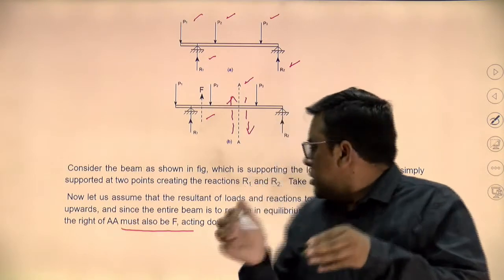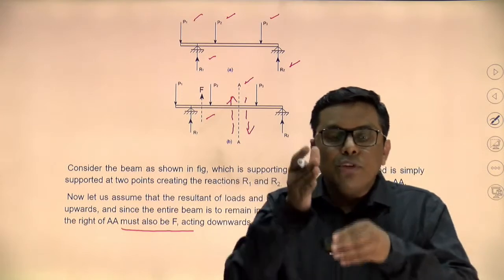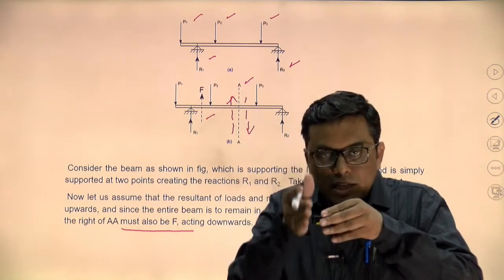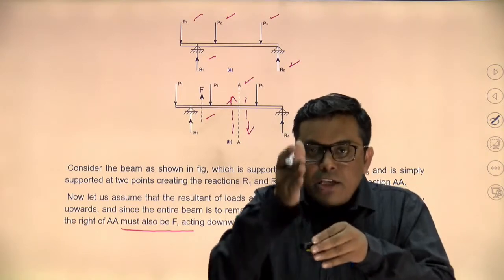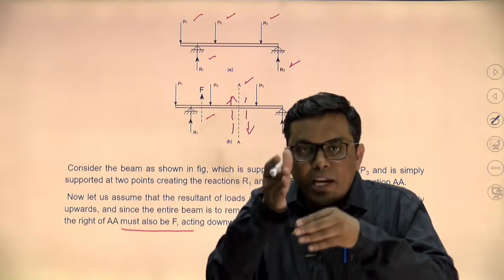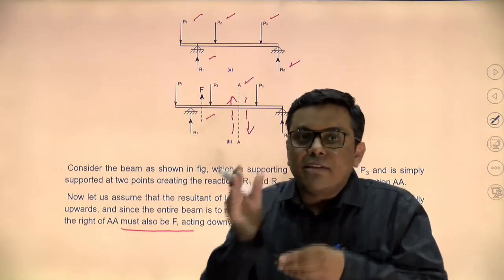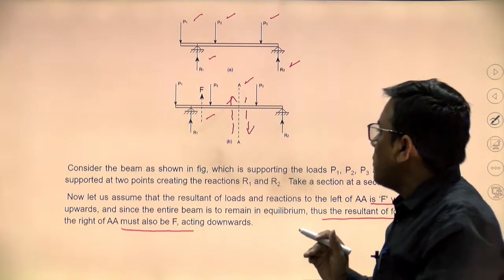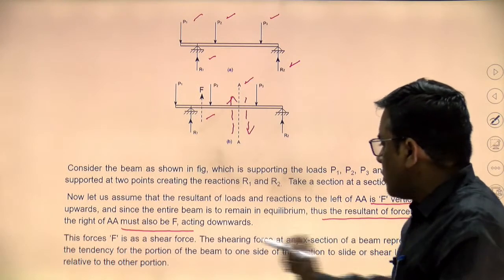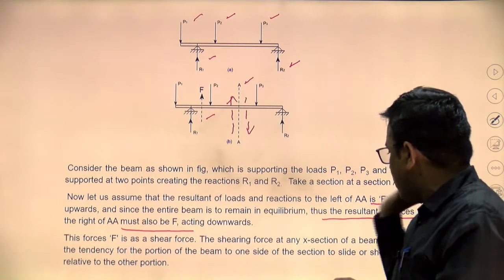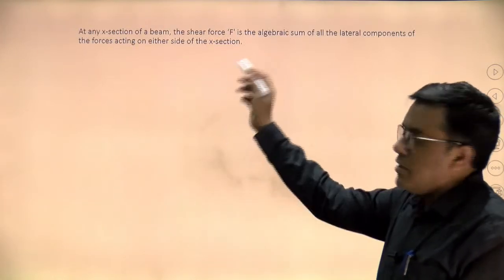All these forces are parallel to the transverse plane. That's why it is named shear, and these equal and opposite forces will try to create the shearing action. That's why it is named shear force. So this force F is a shear force at any section X. How to find it? It is written over here.